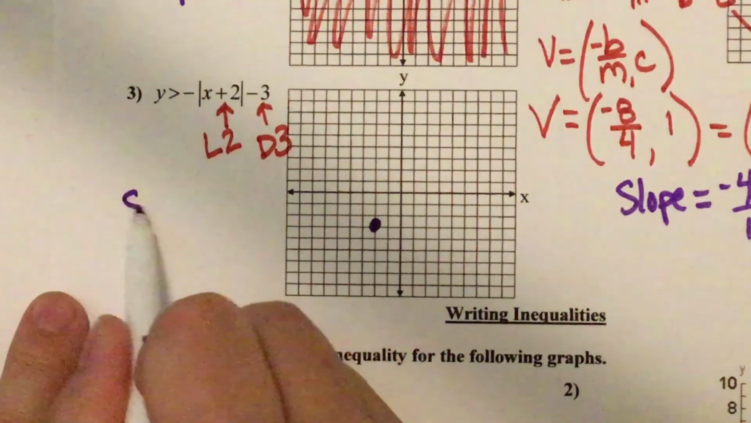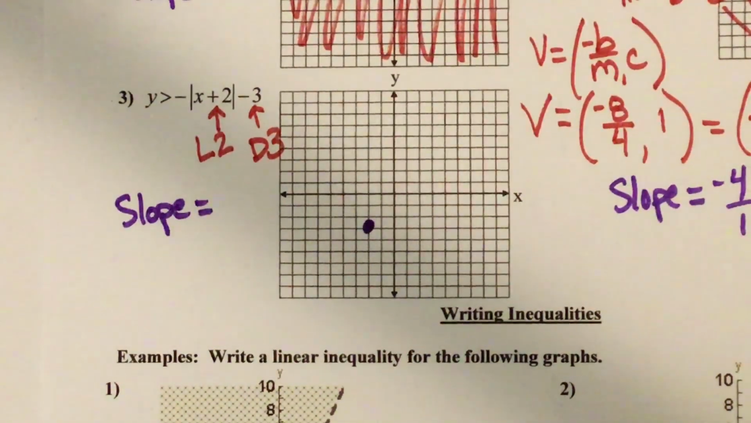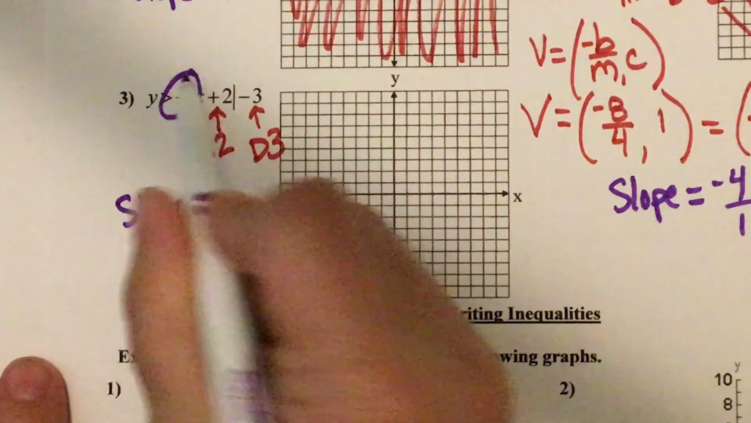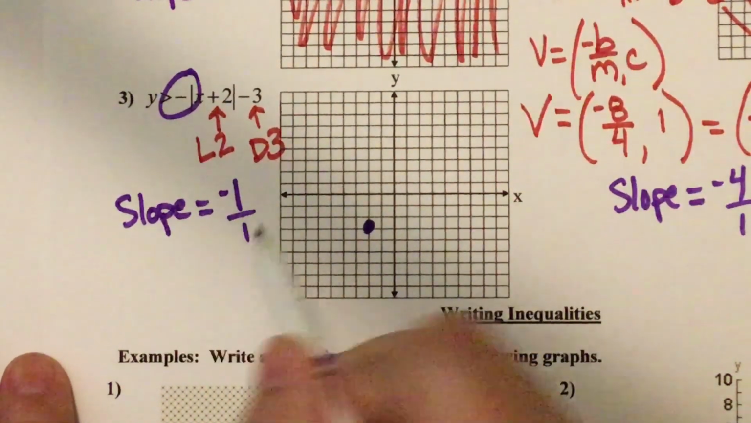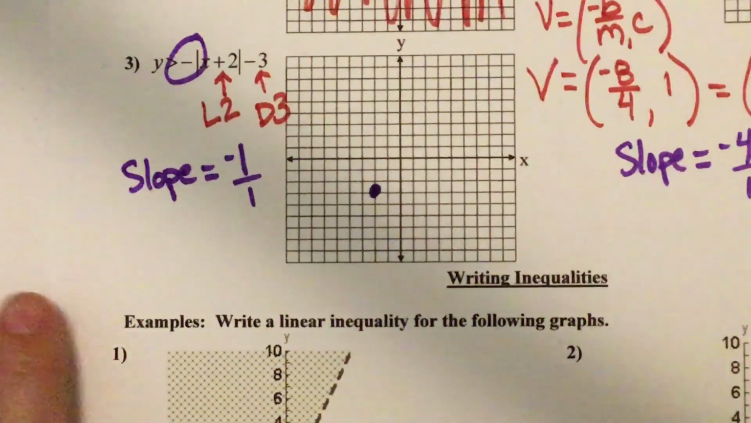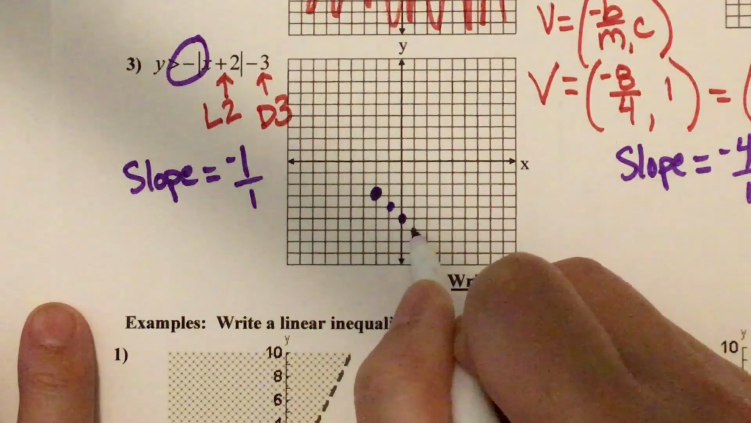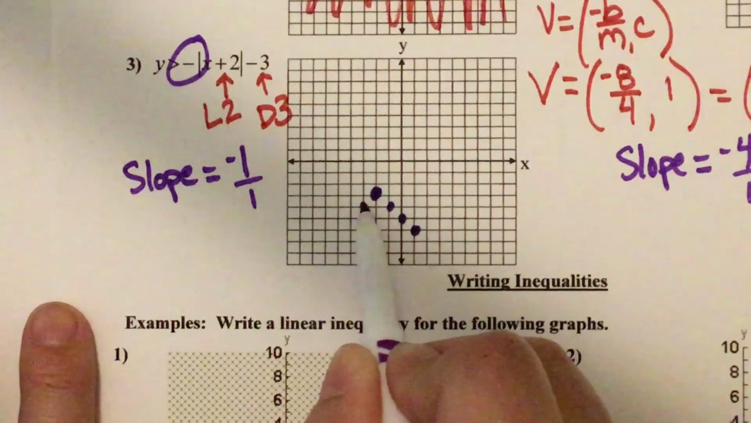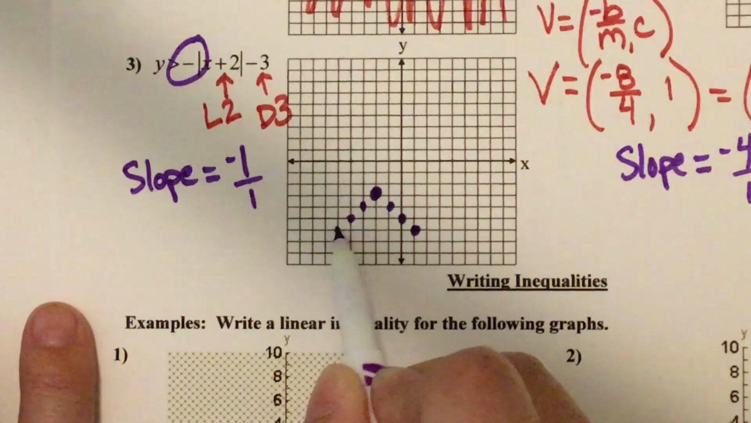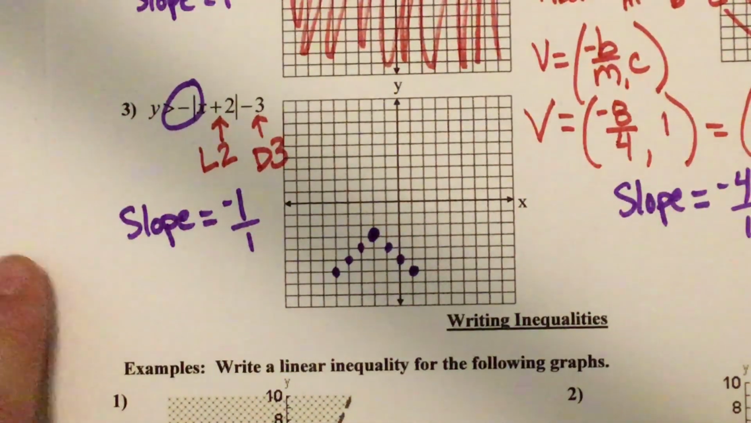Now I need to know something about the slope. Who do you think the slope is? A negative 1. Slope is anything smushed with the X. And remember, every number is understood to be over a positive 1. So we're going to go down 1, right 1, down 1, right 1, down 1, right 1. To get the other half, go back to your vertex, down 1, left 1, down 1, left 1, down 1, left 1.